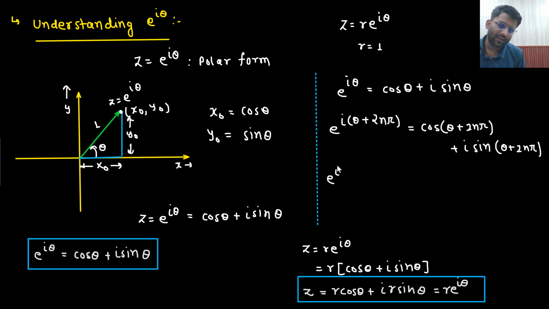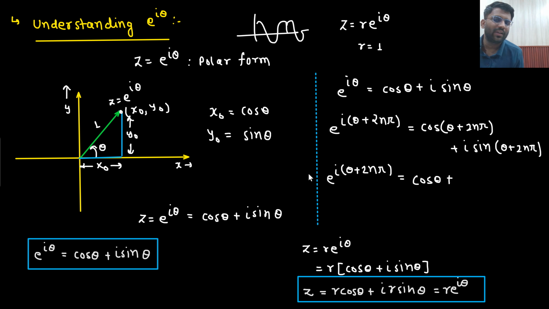So e to the power iota theta plus 2 n pi is coming out to be what? Cos of theta plus 2 n pi. What will be cos of theta plus 2 n pi? Put n equals 1, 2, 3, 4, any integer. Cos of 2 pi plus theta is cos theta only. Even if I put a negative sign, it is fine. Cos of theta minus 2 pi will also be cos theta only, and sin of theta minus 2 pi will also be sin theta only. Why is that so? Because cos is periodic with 2 pi. Cos will repeat its waveform after every 2 pi, again and again. So this will be cos theta only, and this will be sin theta only.